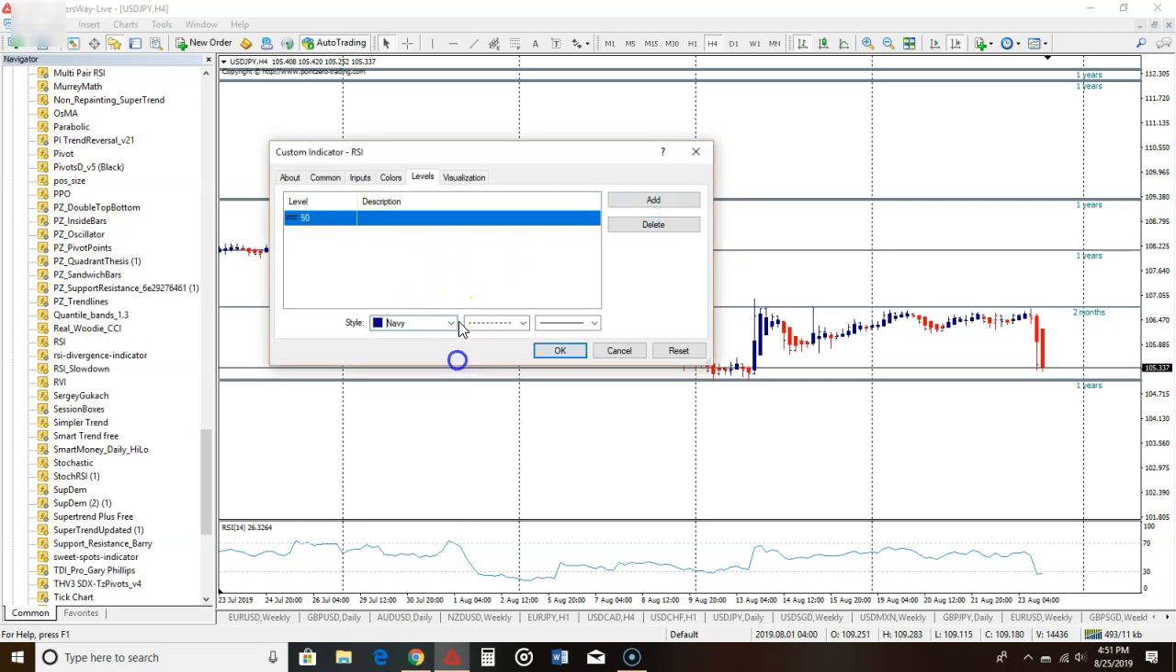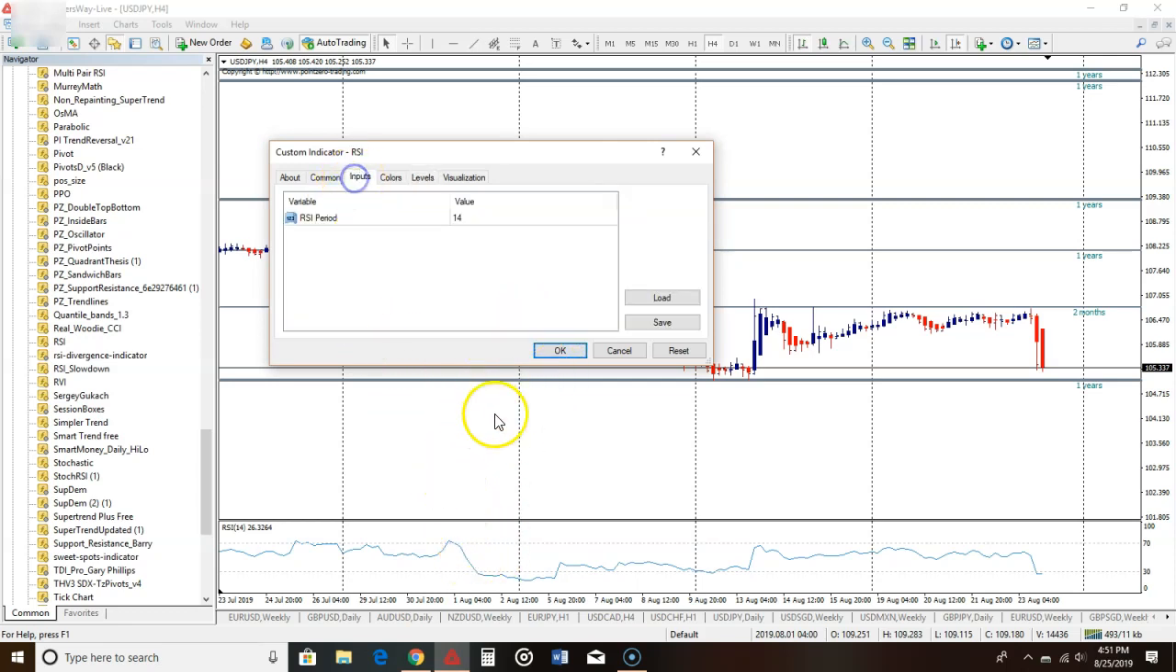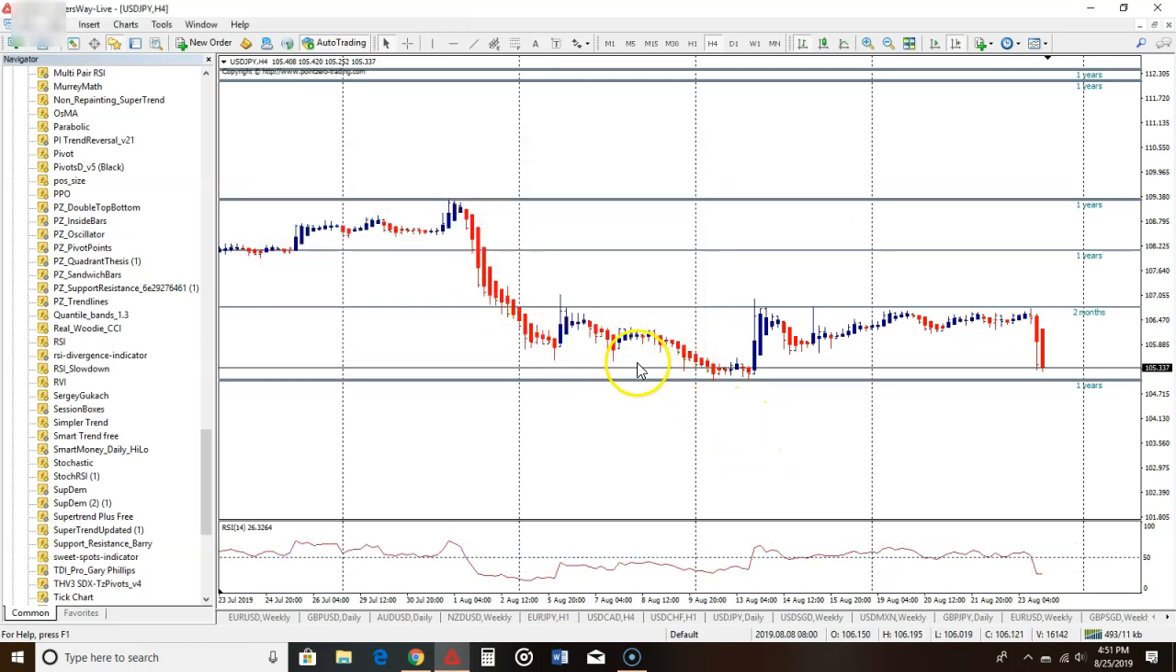Give me some color to it. It can be dotted for the RSI color itself. Something darker. Give me red. Alright, see how that looks. Bam. Look here. So I'm coming off the level, right?